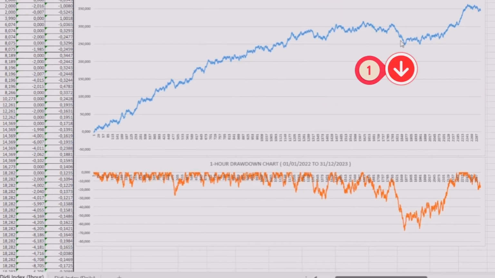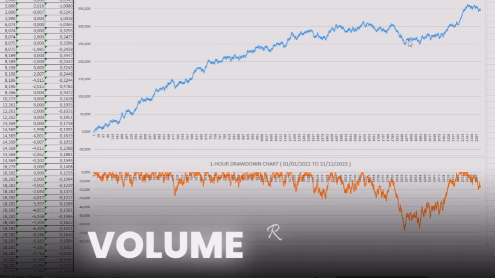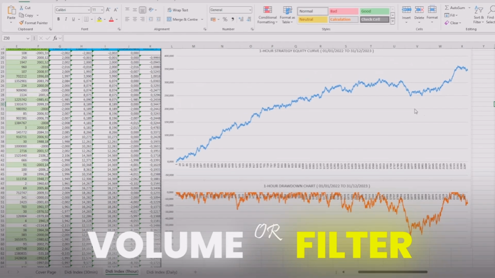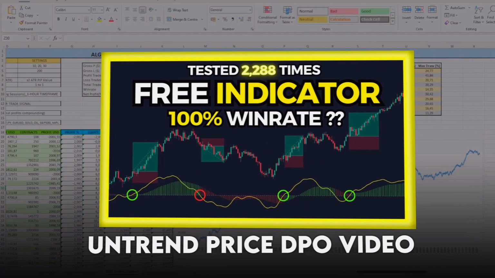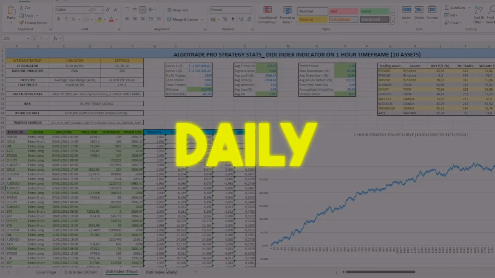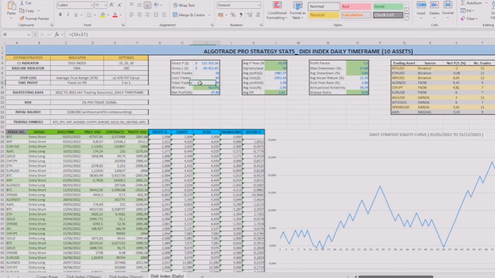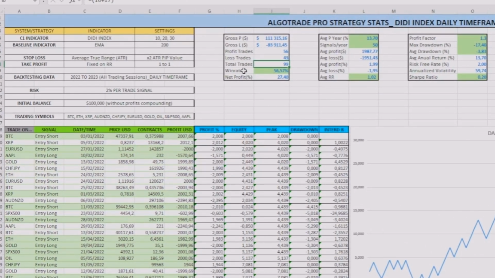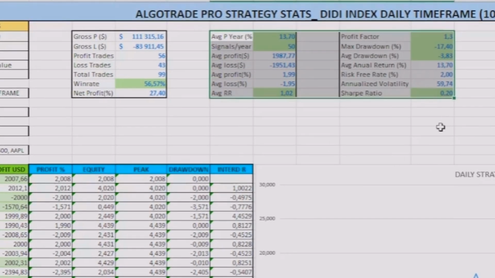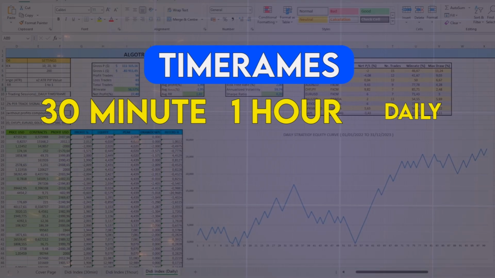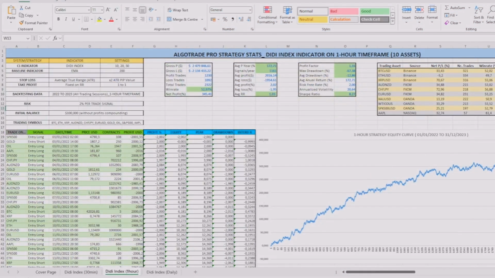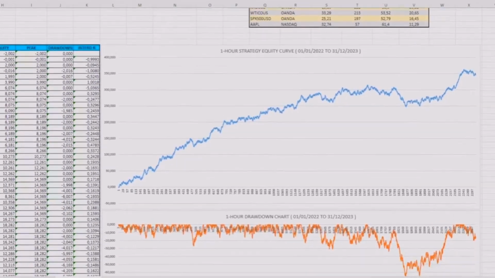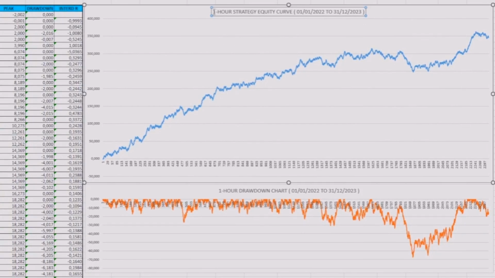It had just one big drawdown here, but that is something that can be easily fixed by adding a volume or a filter indicator to this system, as I showed you in one of the previous episodes of this series regarding the use of a filter indicator. And finally, on the daily time frame, after 100 trades, the indicator achieved decent results as well. Overall, based on this comprehensive analysis across multiple time frames and assets, it is clear that the Didi Index is an indicator with a lot of potential and is probably more suitable for a day trading strategy.